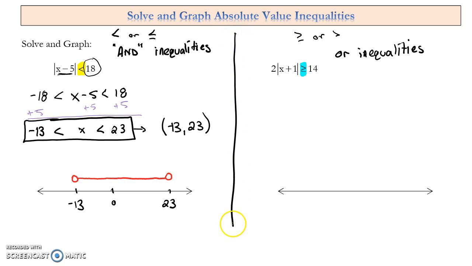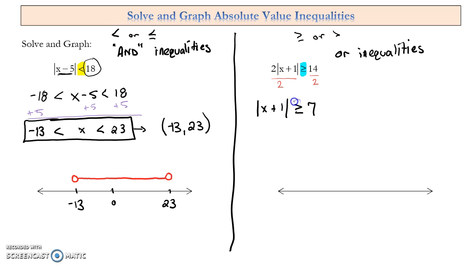For the second example here, there's a slight difference. I can't just take my x plus 1 right away because I have this negative 2 in front. So I do have to isolate, just like with absolute value equations, isolate that absolute value, which means in this case, divide both sides by 2. Absolute value of x plus 1 is greater than or equal to 7.